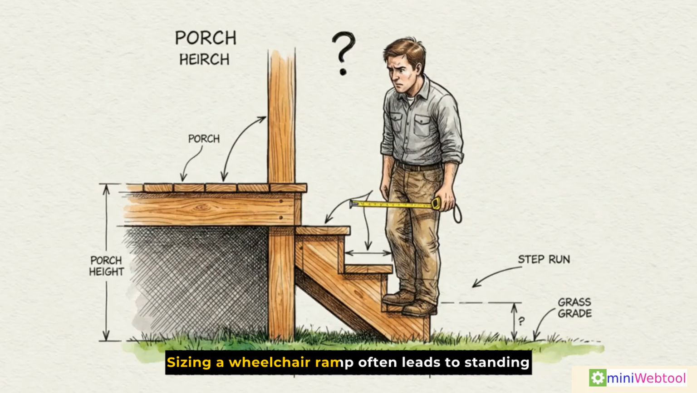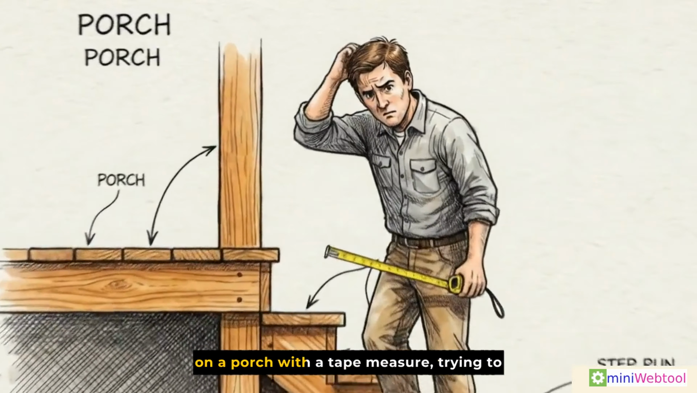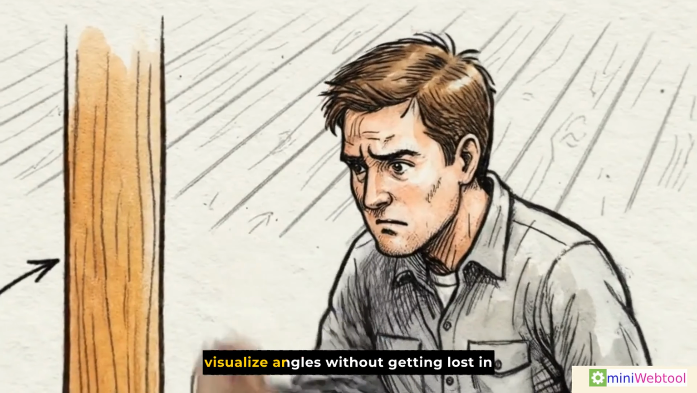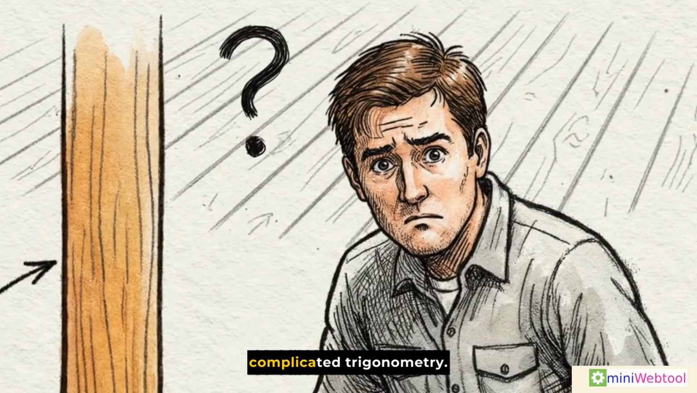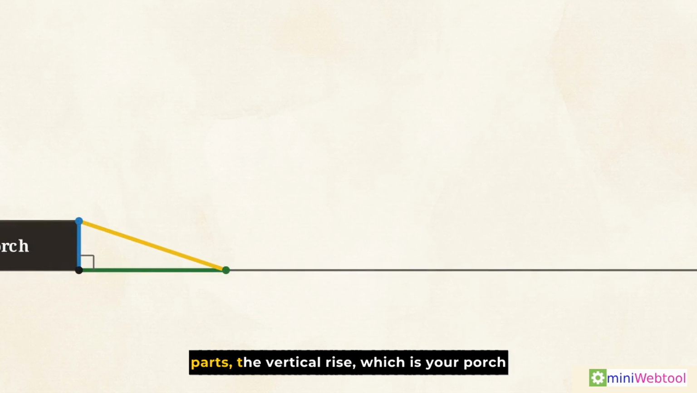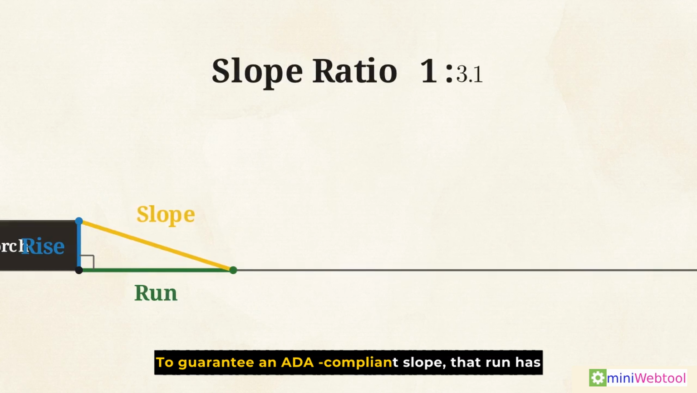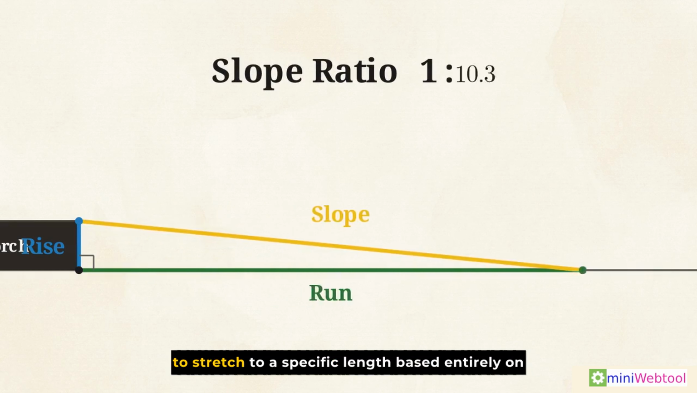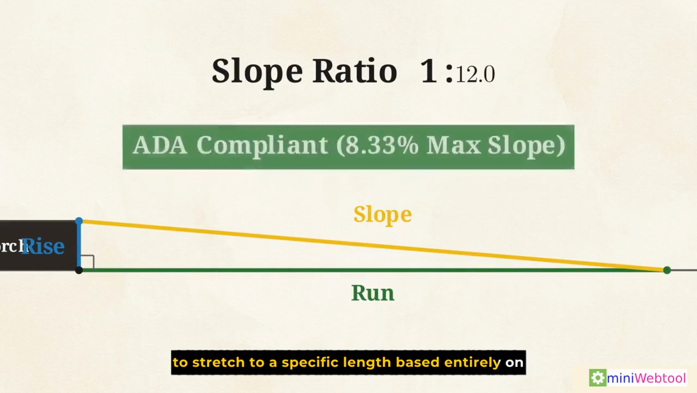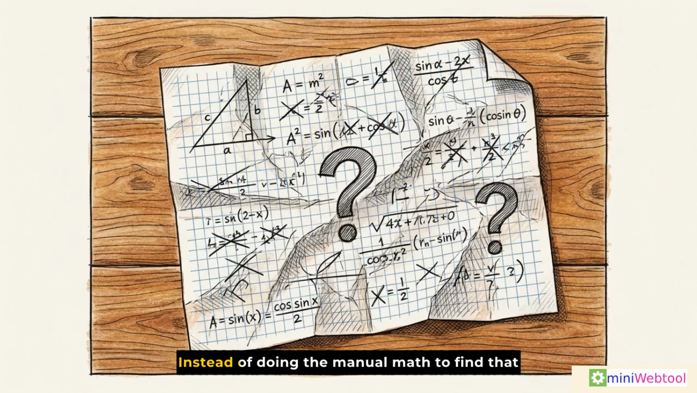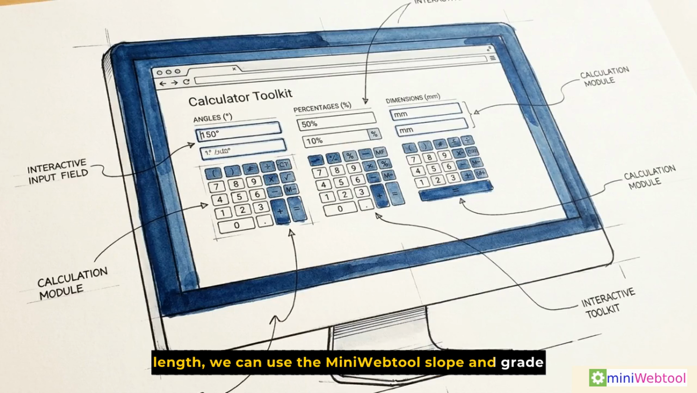Sizing a wheelchair ramp often leads to standing on a porch with a tape measure, trying to visualize angles without getting lost in complicated trigonometry. This diagram breaks the problem down into two parts: the vertical rise, which is your porch height, and the horizontal run. To guarantee an ADA-compliant slope, that run has to stretch to a specific length based entirely on your vertical rise. Instead of doing the manual math to find that length, we can use the MiniWebtool slope and grade calculator to handle the logic for us.